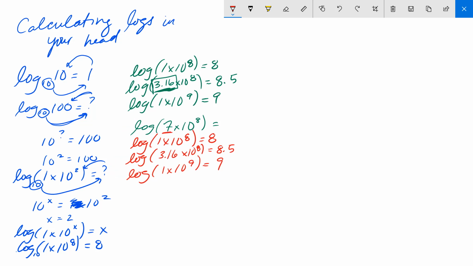We start in this place. We say 7 is larger than 1, so we know our log will be larger than 8. 7 is also larger than 3.16, so we know our log will be larger than 8.5. However, 10 to the 8th is smaller than 10 to the 9th, so we know our log will be smaller than 9. So we can narrow it down to this range and say we know our answer will be between 8.5 and 9.